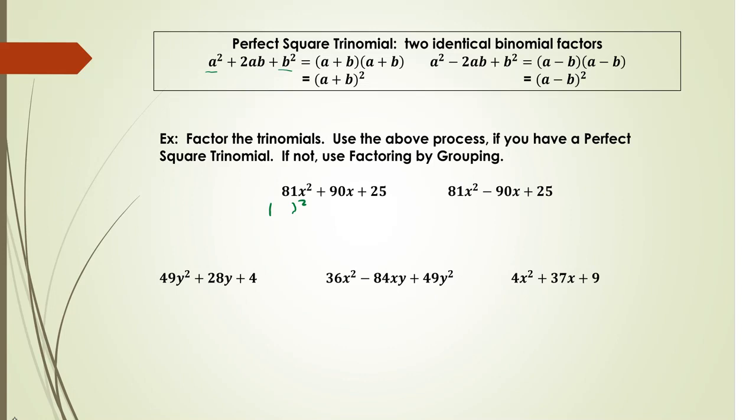What do I square to get 81x squared? Well, that would be 9x, because 9x times 9x is 81x squared. What do I square to get 25? Well, the answer to that would be 5.